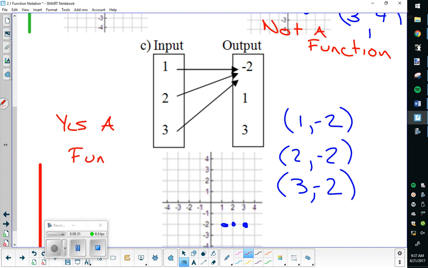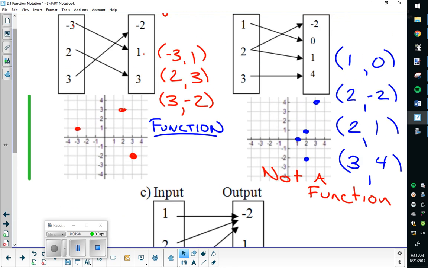Vertical line test would be important. Let's look at the vertical line test. Let's look at our first two examples here. Here's what the vertical line test says. If you take this line and you cross it across your graph, you can only touch each point one time. You can only touch one point at a time. So tell me stop when I touch my graph in more than one spot.